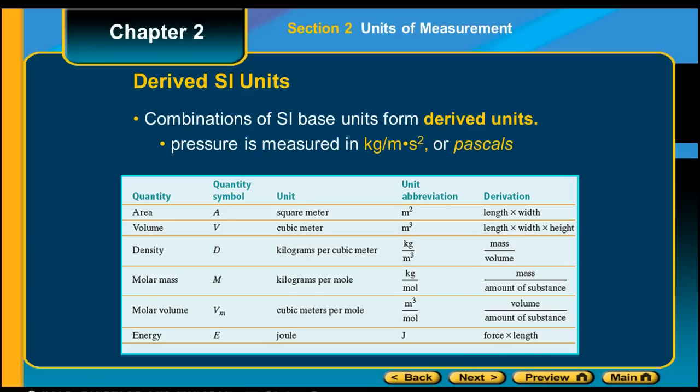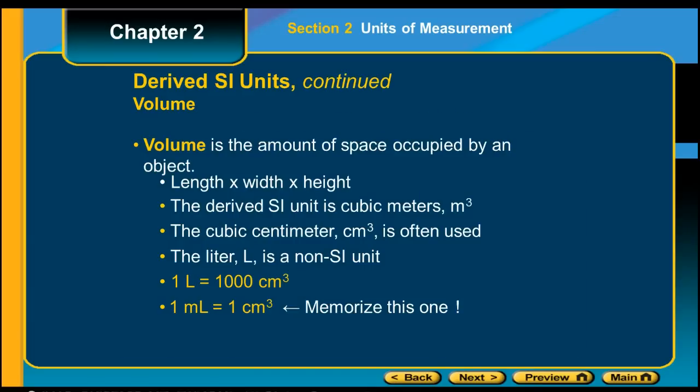For instance, area, you take length times width. That's a derived unit. Volume is length times width times height. You can see several others listed here. Density is mass per volume. Molar mass is the mass per amount of substance. Molar volume and energy are all derived units. They're not something that you necessarily always measure with one tool, but rather something that you measure more than once in various ways, and then you do some kind of math computation.